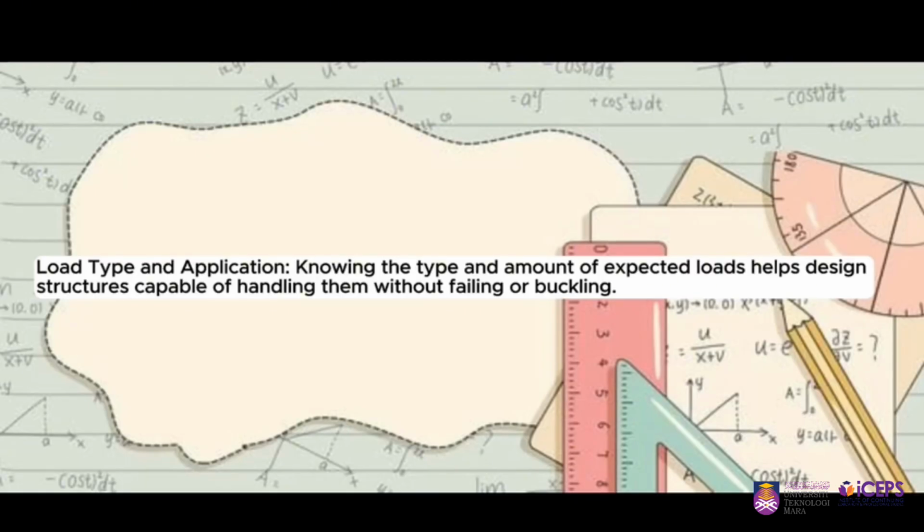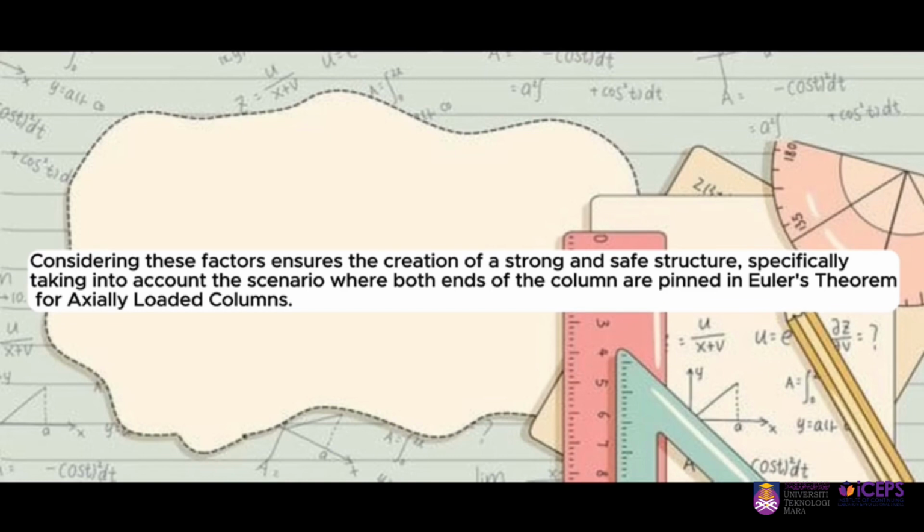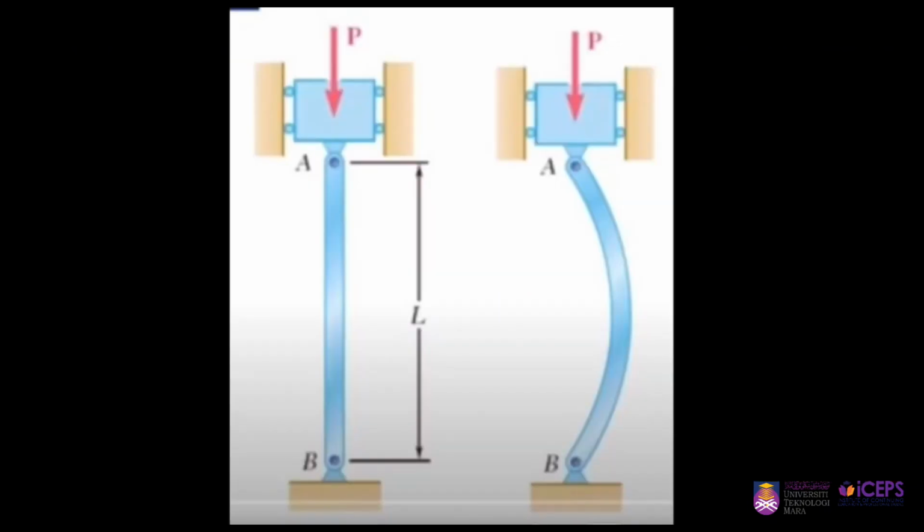Load type and application. Knowing the type and amount of the expected load helps design a structure capable of handling it without failing or buckling. Considering these factors ensures the creation of a strong and safe structure, especially taking into account a scenario where both ends of the column are pinned. Euler's theorem for axially loaded column.